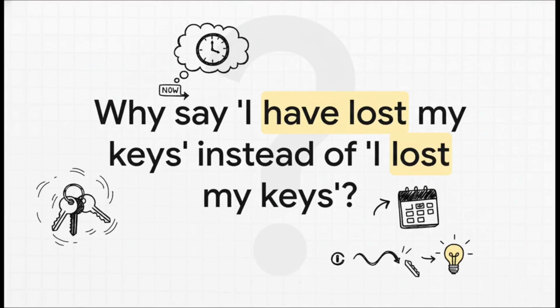Why on earth do we say, "I have lost my keys," instead of just saying, "I lost my keys"? I mean, the losing part is over, right? It happened in the past, so what is the real difference here? Answering this one little question, well, that's going to unlock the entire secret of the present perfect.